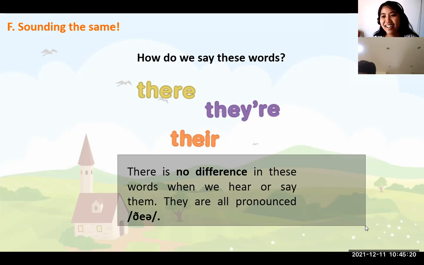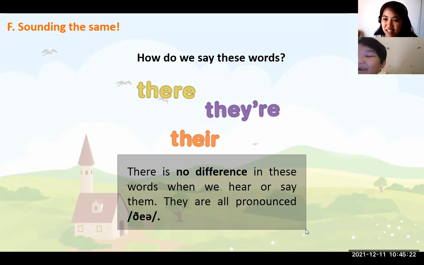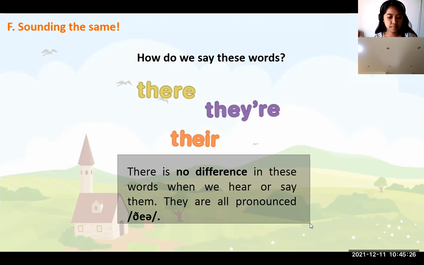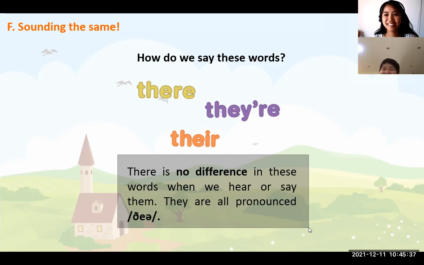Okay, so now, can you please read this one? Can you please read? I got down the chair. Sorry. Okay, that's okay. I was trying to pretend to be a chicken.